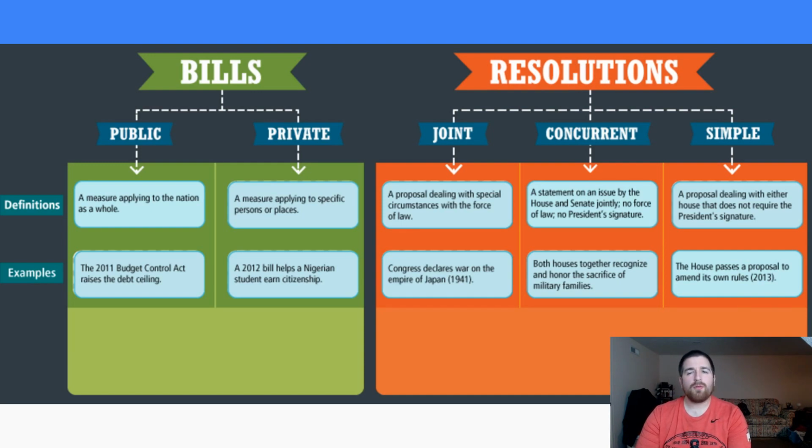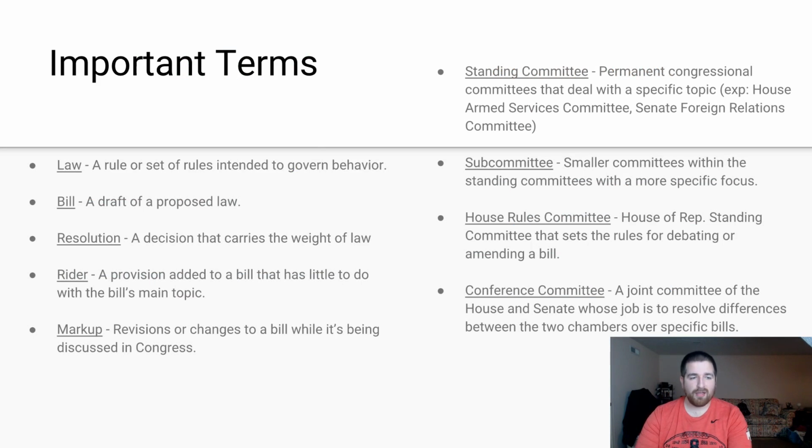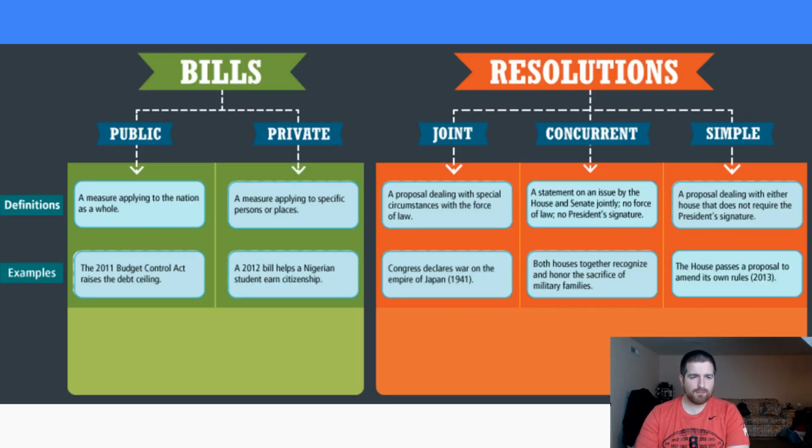So, let's talk about bills and resolutions. If you remember back to this slide, a bill is a draft of a proposed law, and a resolution is a decision that carries the weight of law, but isn't exactly a law itself. There are two types of bills, public and private. A public bill is a measure applying to the nation as a whole. So public bills are laws that are going to affect everyone.